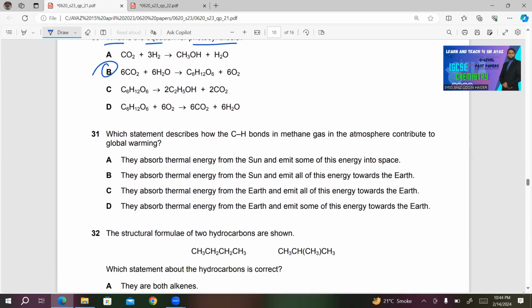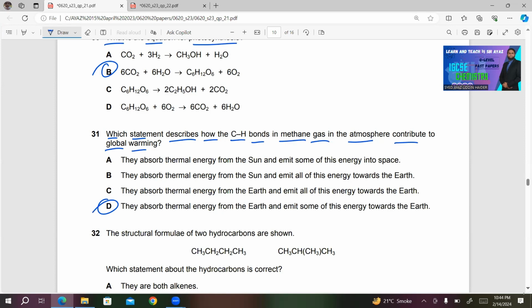31. Which statement describes how these C-H bonds in methane gas in the atmosphere contribute to global warming? You know that methane gas is a greenhouse gas. It absorbs thermal energy from the earth and emits some of this energy towards the earth. So choice D will be the right answer in this case.